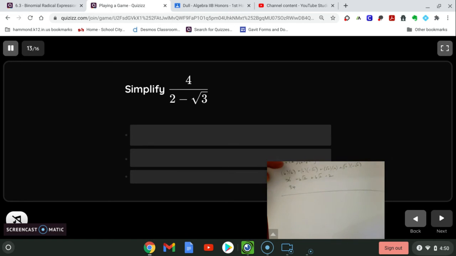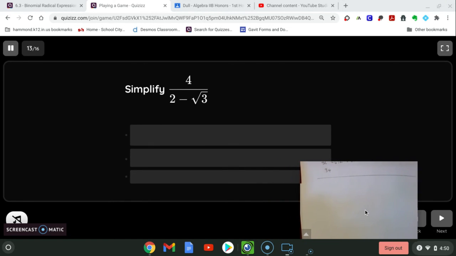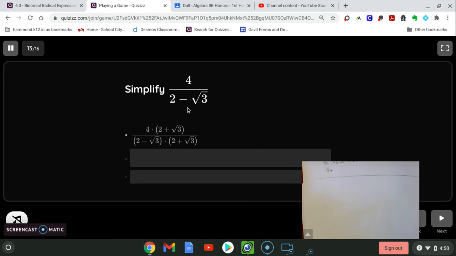So let's see what that looks like. We're going to simplify 4 over 2 minus square root 3. So the conjugate of 2 minus square root 3 is 2 plus square root 3. So I'm going to multiply times that in the numerator and in the denominator. So the numerator, pretty straightforward, 4 times, parentheses, 2 plus square root 3.